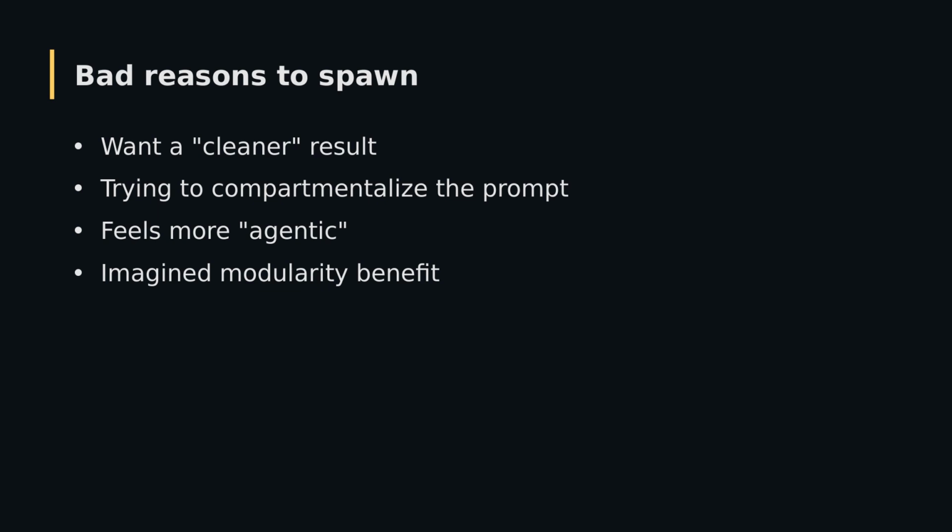If you're spawning because the prompt feels too long, the answer is refactor the prompt. If you're spawning because you want a cleaner result, the answer is improve the inline instruction. Don't pay a 20x premium for vibes.